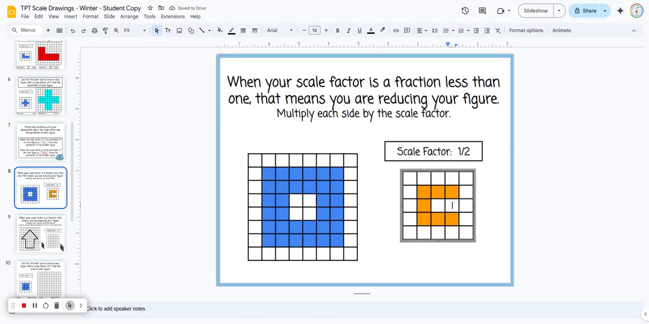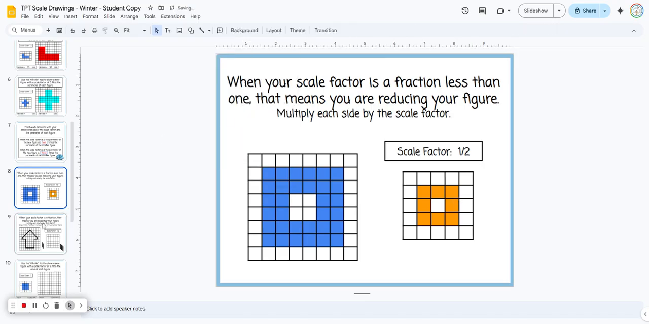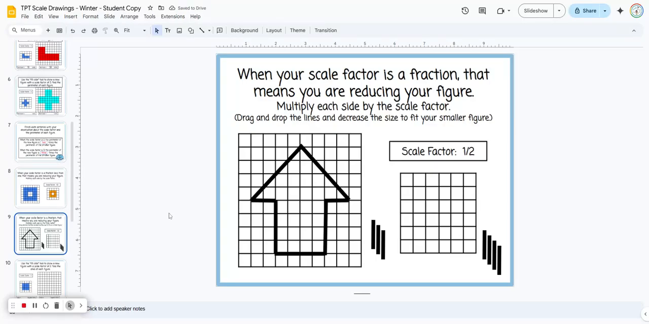So this one is scaled down by a scale factor of 1/2. The next one's a little bit tricky. This is an arrow shape. This one we're going to be moving these pieces into place in order to scale down this arrow. And it's a scale factor of 1/2, so each of the sides you're going to divide by 2. It's a little bit tricky because we have some diagonal pieces.